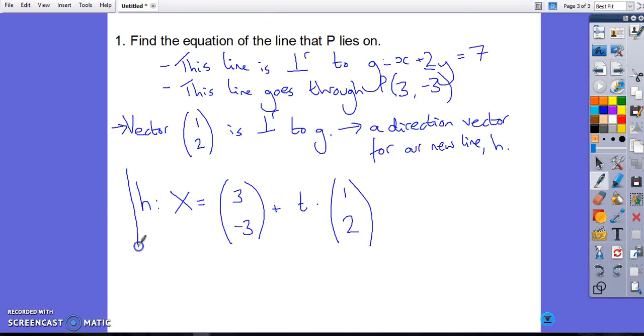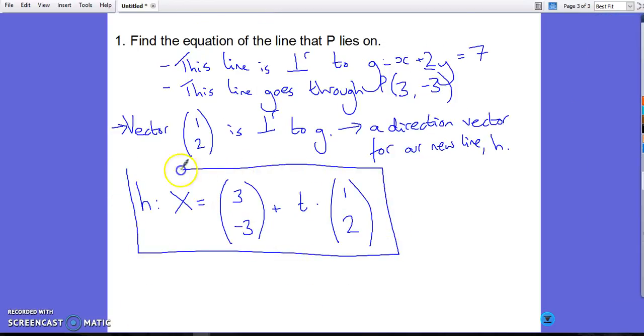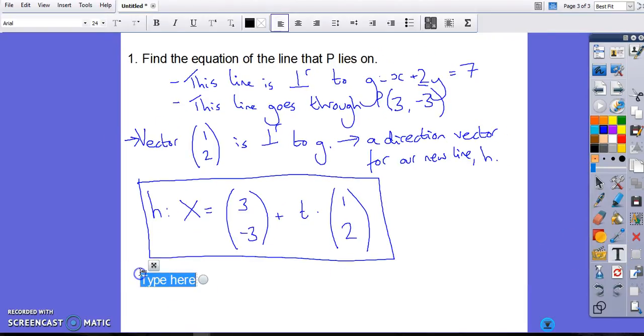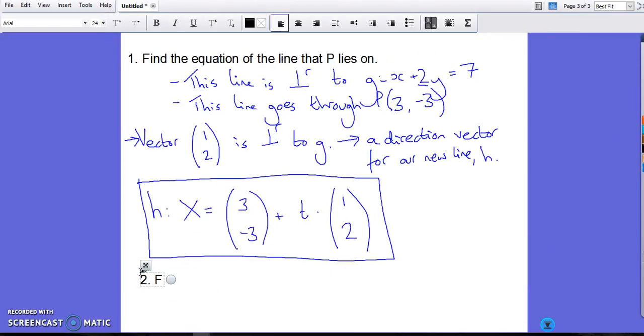So this is the equation of the line that I need. And I found that really easily with my direction vector and the point that it starts from. So, the second thing I need to do is find where G and H cross.